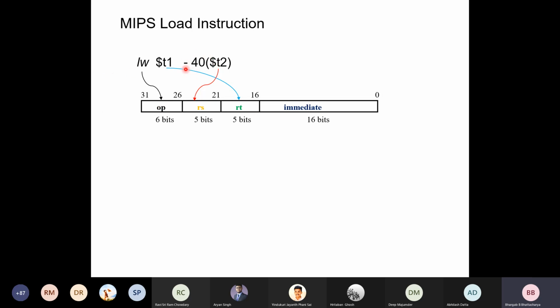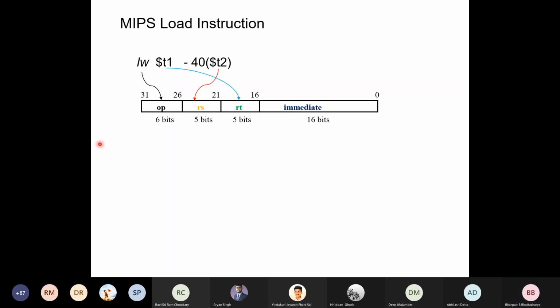Now you are left with this offset value, minus 40. As you can see, you are again left with only 16 bits in the instruction. So using these 16 bits, you need to encode this part. That means this offset value, positive or negative, must be representable in 16-bit 2's complement. So there are certain limitations, some bounds on this value. You cannot have an arbitrary value here. It must be representable within a 16-bit 2's complement number.